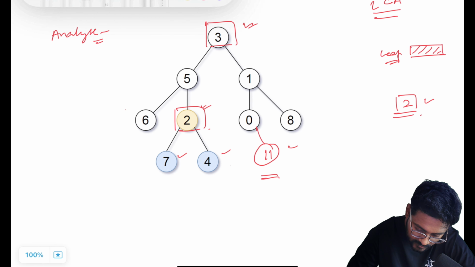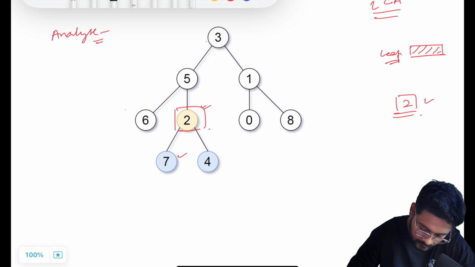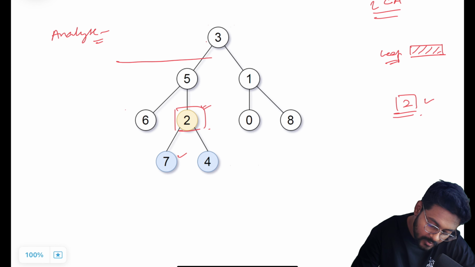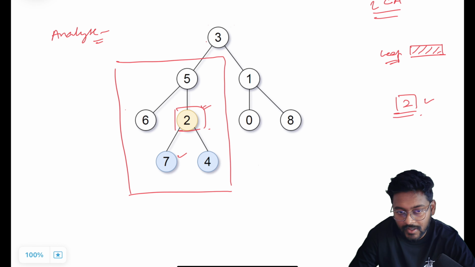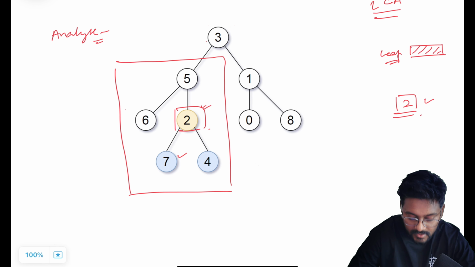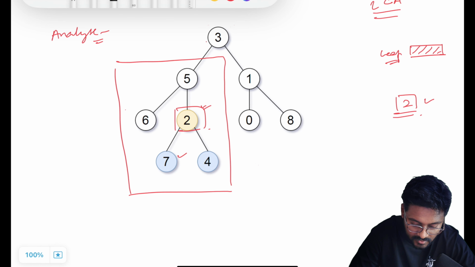As soon as I remove 11, what happened? The answer shifts from 3 to 2. Why? Because all the deepest leaves are on the left subtree now. All the deepest leaves are on the left subtree. Still, in this problem, 5 is not the answer. The answer is 2.